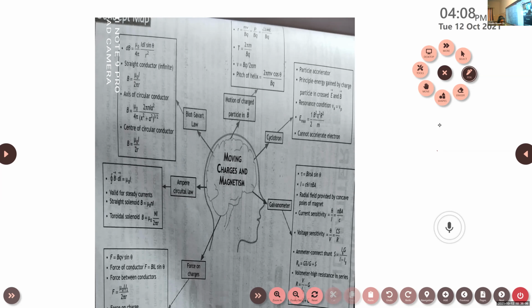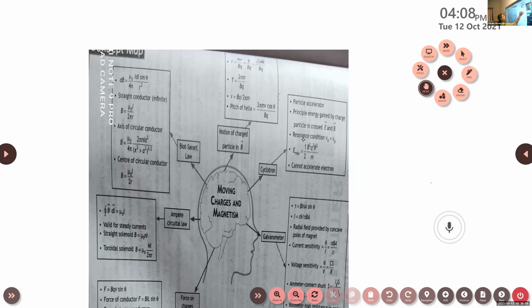Okay. Then we will discuss magnetic force on a current carrying conductor. Before that, we will discuss a charged particle moving at an angle with that of the magnetic field. So here you can see some equations regarding this chapter. We are starting with motion of a charged particle in a magnetic field.